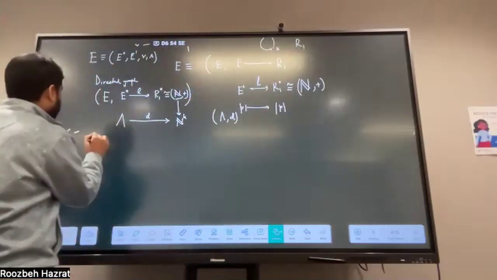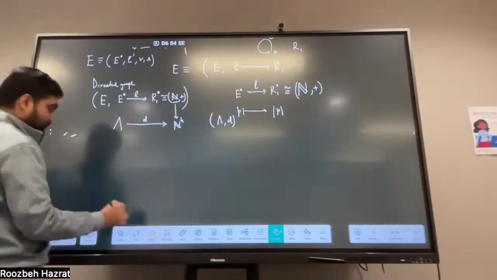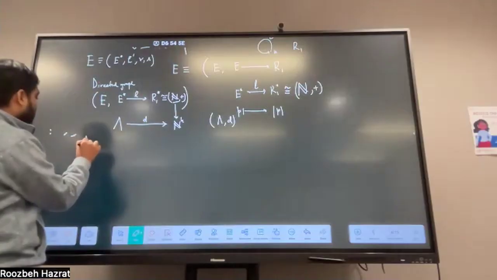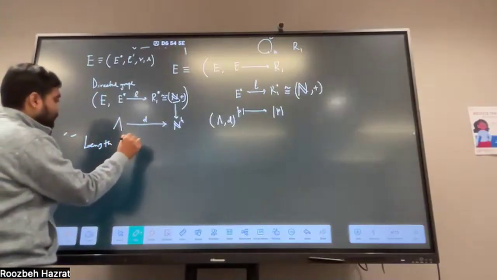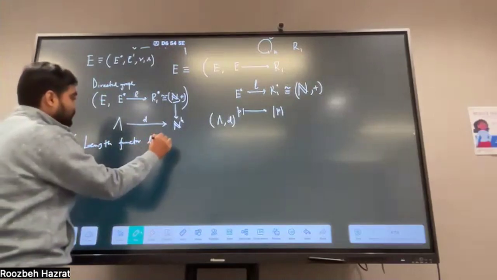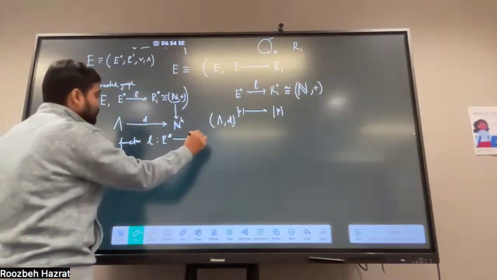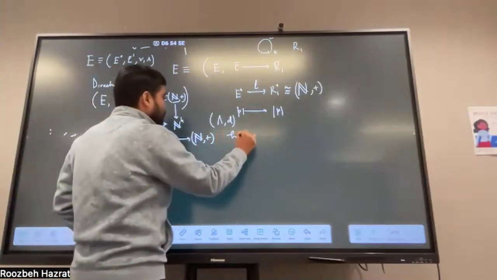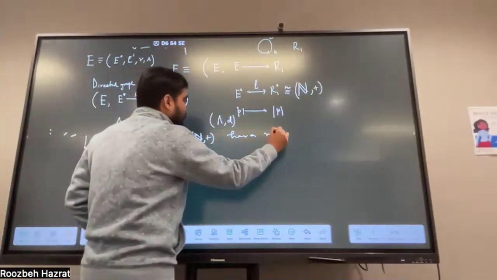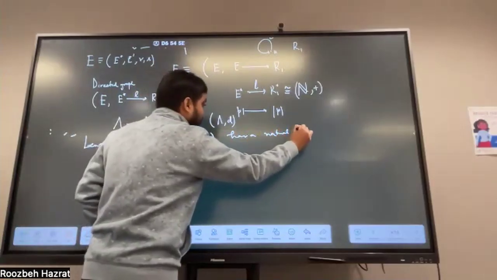Now this length functor, the length functor L from E star to this N has a natural but interesting property.